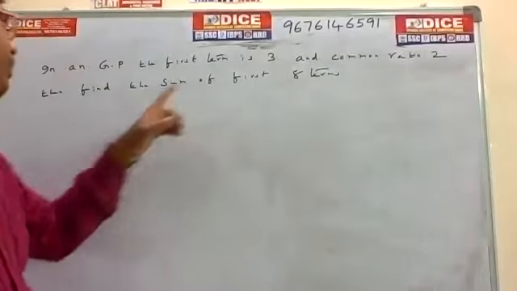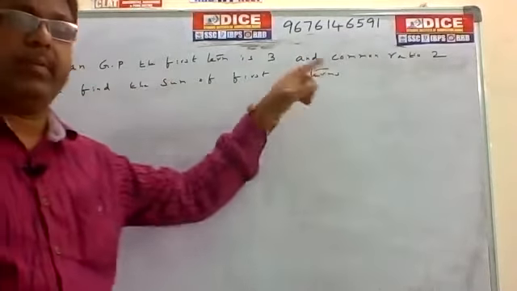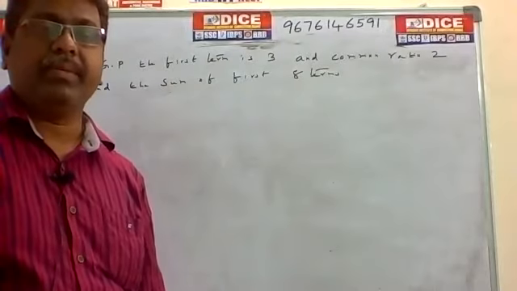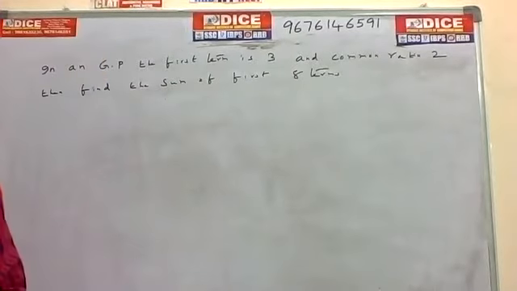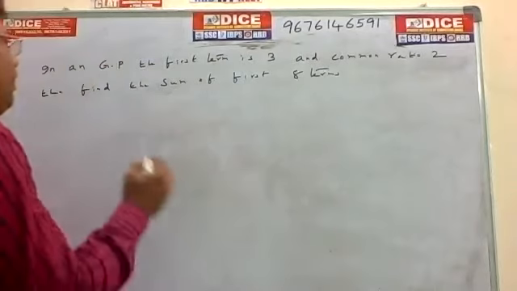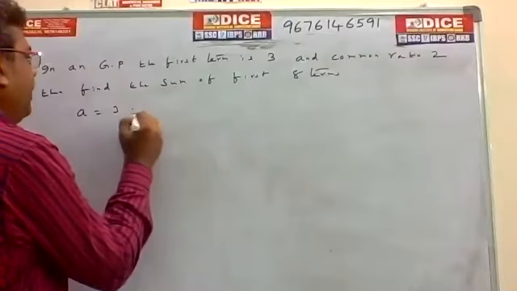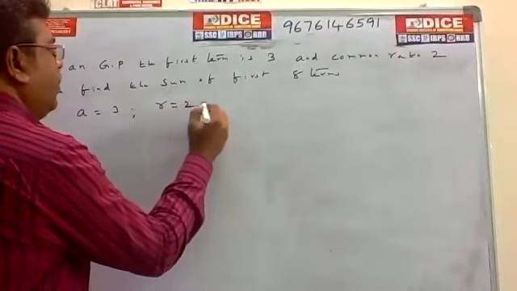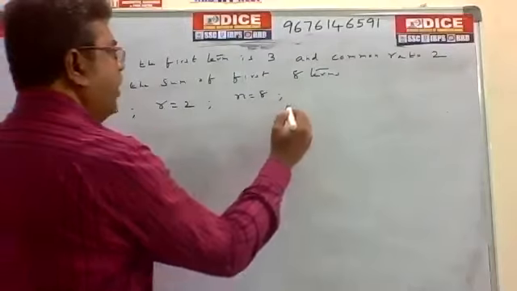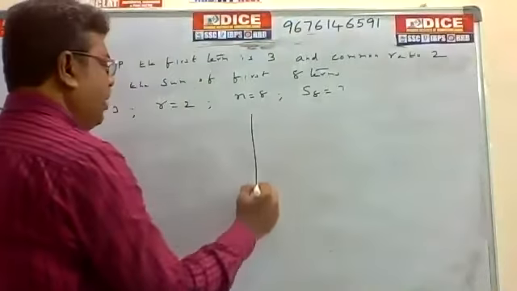Common ratio is 2. Then find the sum of the first 8 terms. So we have to find S8, the Sn formula. I already told you the formula. First of all, A is equal to 3, R is equal to 2, and n is equal to 8. We have to find S8. S8 is equal to question mark.